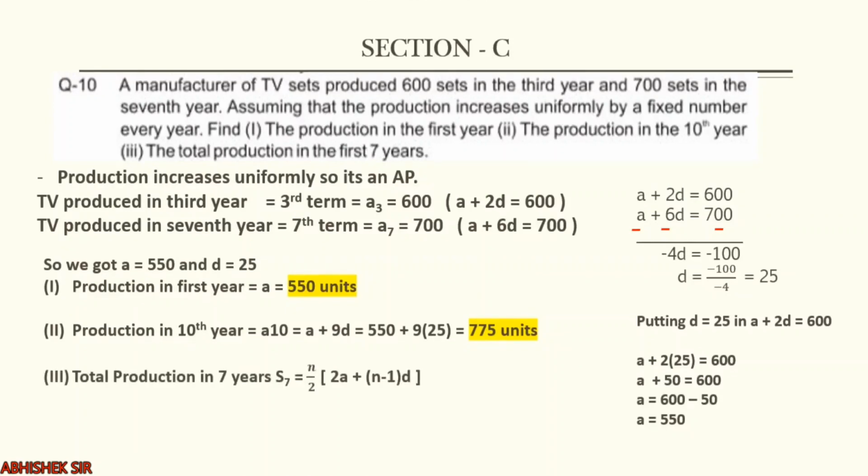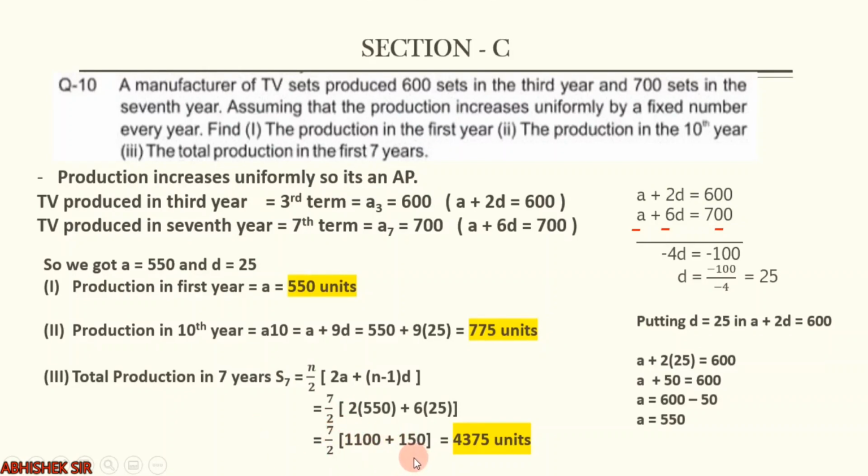So S7 formula we will use n by 2 into 2a plus n minus 1 d. Here n equals to 7. Rest many values are also with us, so we will use them. So that will be n by 2, 7 upon 2, 2 into a, 2 into 550 plus n minus 1, 7 minus 1 is 6 and d is 25. So basically what we have done, we have just put all the values. Now solution of this bracket 2 into 550 plus 6 into 25 will be like 1100 plus 150.